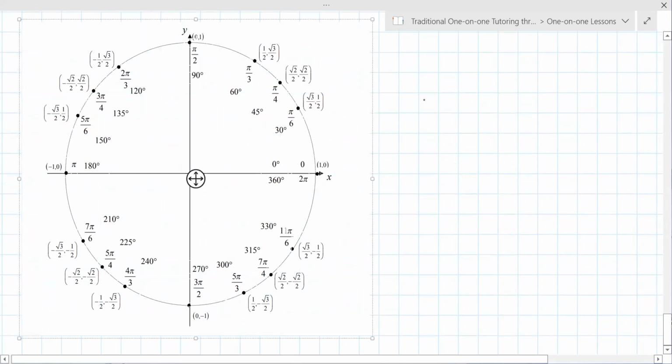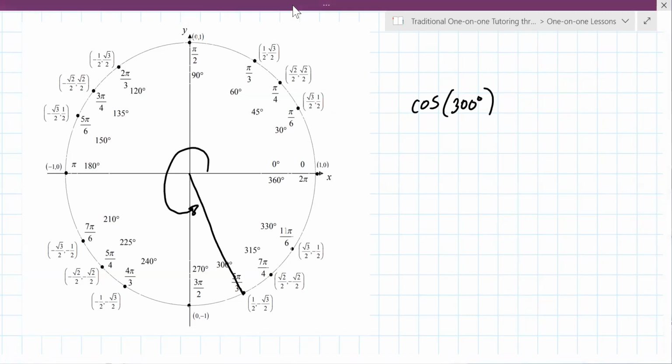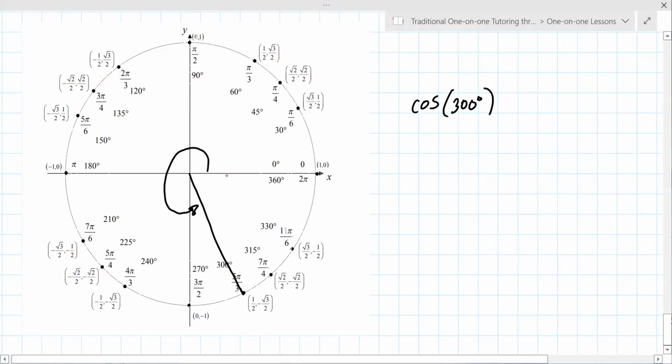Okay, so let's say I want the cosine of 300 degrees. Where's 300 degrees? It's right there, and you go counterclockwise. So if you go that way, it's 300 degrees. But what you want, and I guess I should have done this before, is this angle right here.